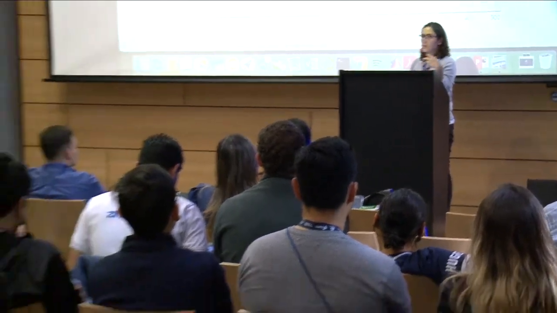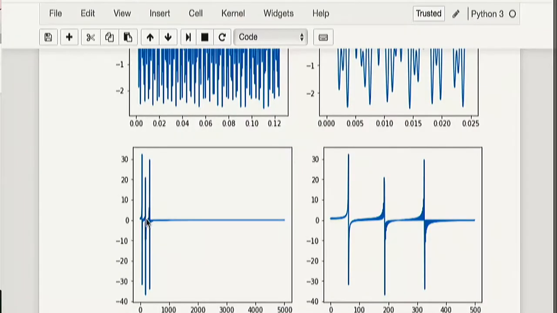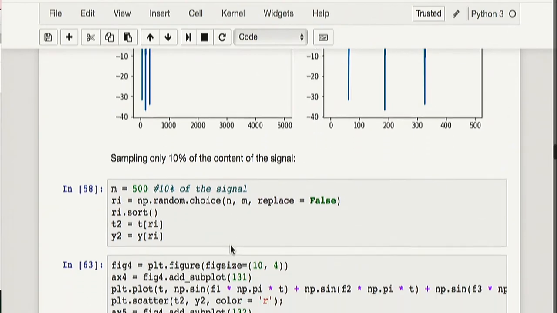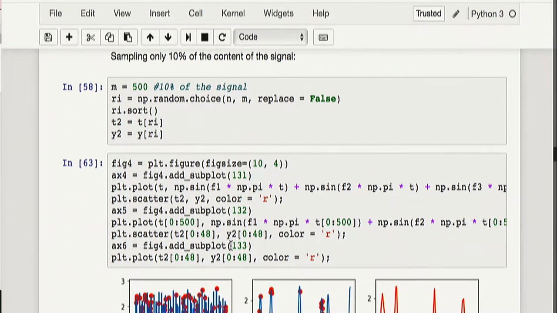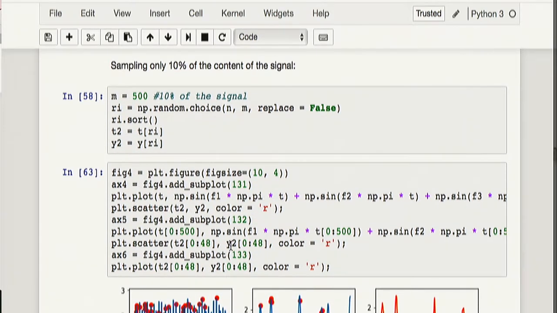So this gives you a huge advantage, because if you process the signal from this perspective, it's like having less data to process, or reducing the amount of data that you require.